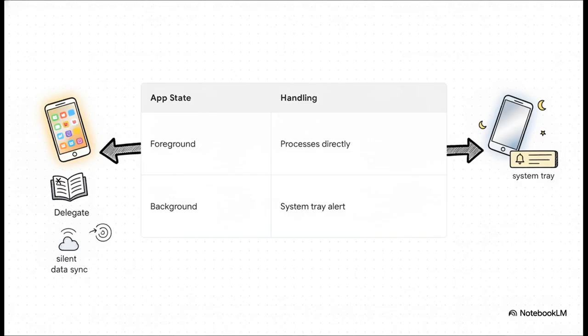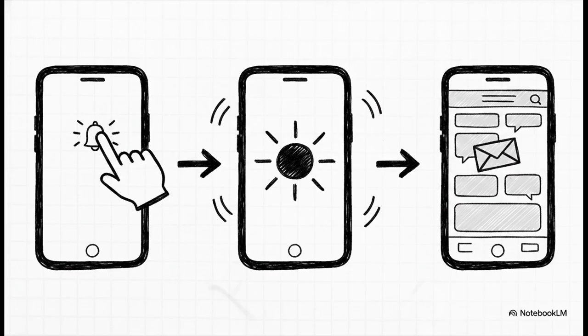sync data instantly. But if the app is in the background or totally terminated, the OS takes over completely and displays the notification directly in the system tray. The app itself is completely bypassed at this stage just to save resources. So how does the app finally get the data? This is the climax of our message's journey.